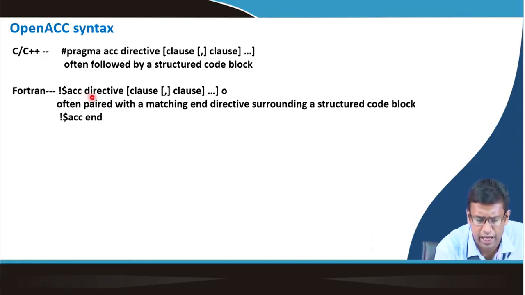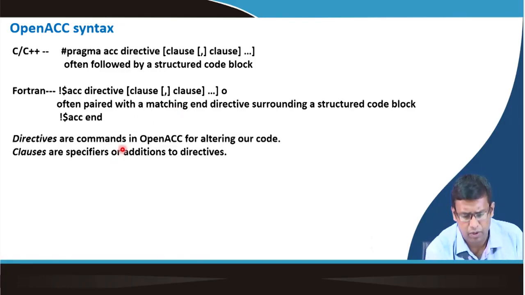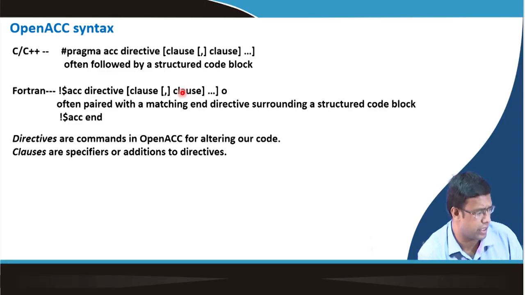In Fortran it is !$acc, then the directive and clauses, and then this is paired with a matching directive surrounding a structured block, and in many cases you show that the directive has been ended by !$acc end, and inside this whatever you put will follow the directive. Directives are commands in OpenACC for altering our code. Clauses are specified inside the directive or are additions to the directive. We will see some of the clauses later.